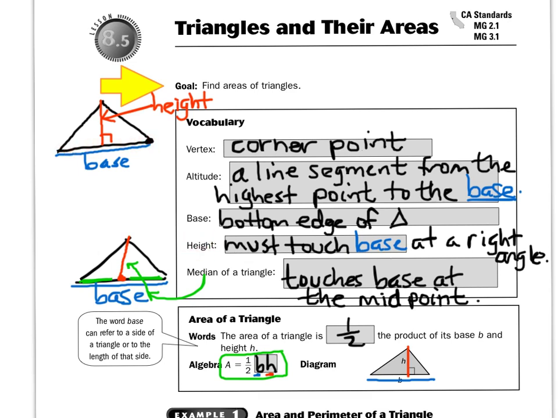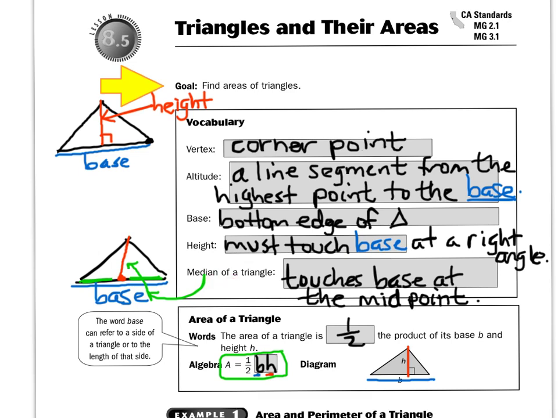And then the height, if we're going to use the height, and that's really important to calculate the area, it has to touch the base at a right angle. So notice here, I went from the highest point of the triangle down to the base, and see that little part of a square? That means it touches it at a right angle, at a 90-degree angle, and that's the measurement I want to use when I'm calculating the area.